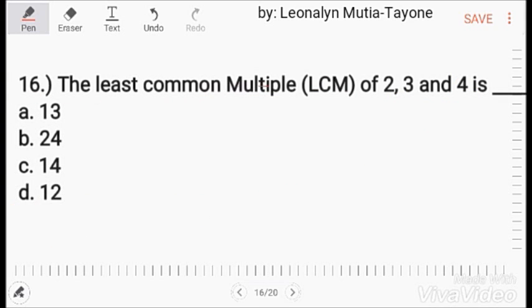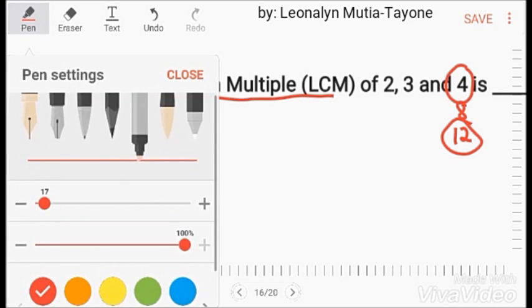Number 16, the least common multiple of 2, 3, 4. Least common multiple. First, tingnan yung pinaka-highest na number, which is 4. Yung 4, pwede ba siya ma-divide ng 3? Hindi. So, next, 8. Ang 8, pwede bang ma-divide ng 3? Hindi. Next is 12. Ang 12, pwede bang ma-divide ng 3? Yes, pwede siya ma-divide ng 2. So, ang LCM nila ay 12.